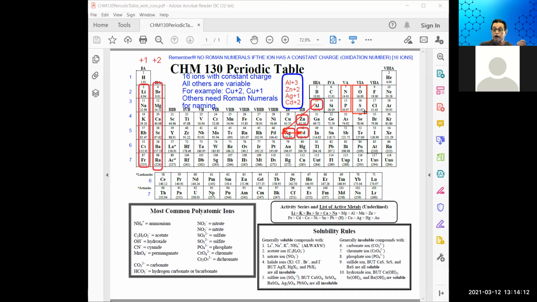Sulfur becomes sulfide. Okay, so you can see that the nonmetals, when they become ions, their name changes. The metals, when they become ions, the name does not change. And then the other set that we use quite a bit is the fluorine, the chlorine, the bromine, the iodine. Okay, fluorine, chlorine, bromine, iodine, when they are the elements.